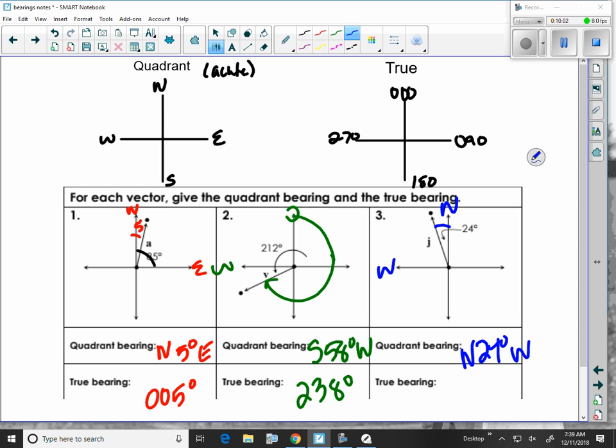I want you to see if you can find the true bearing. See if you can try and find that true bearing. Hint. Okay, we start here. We go clockwise.